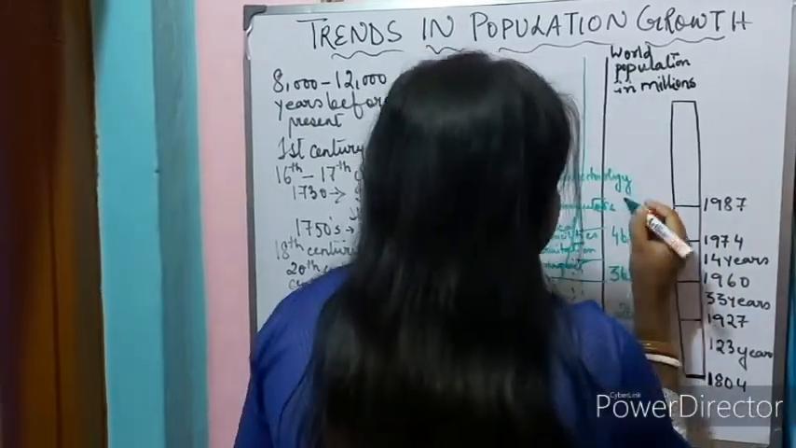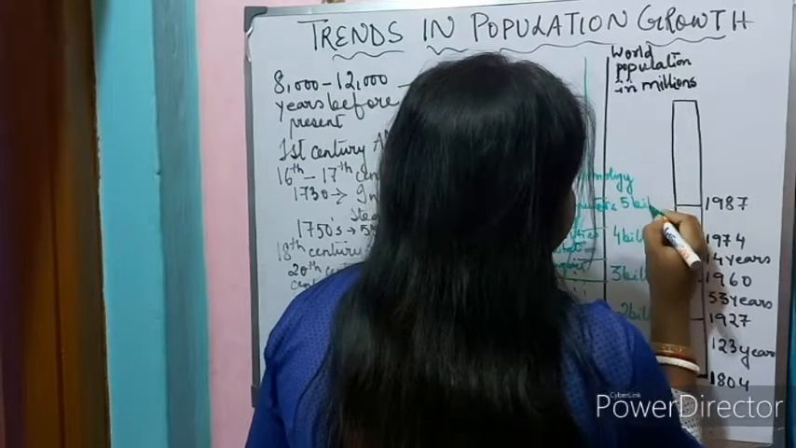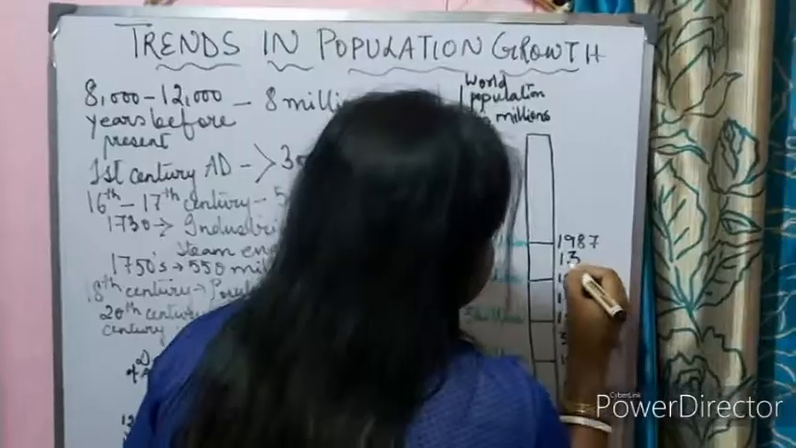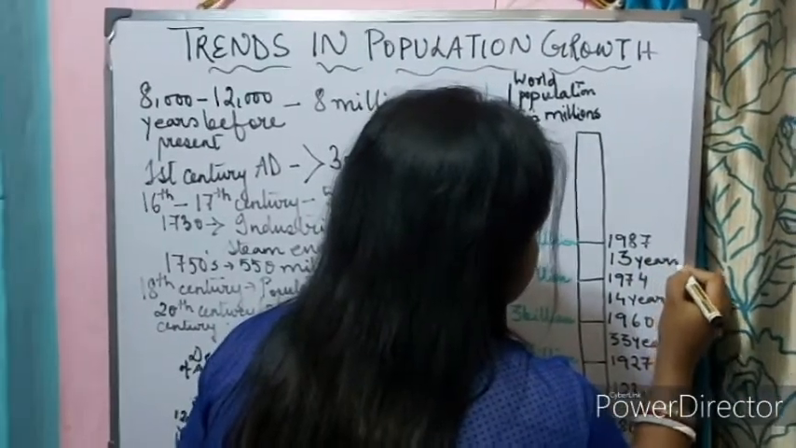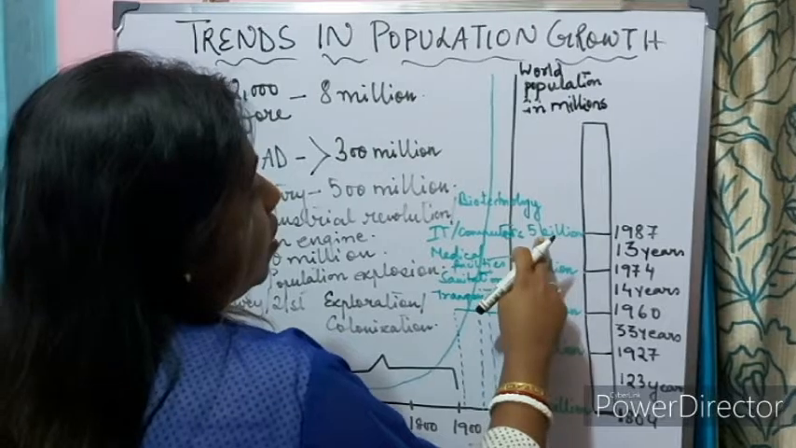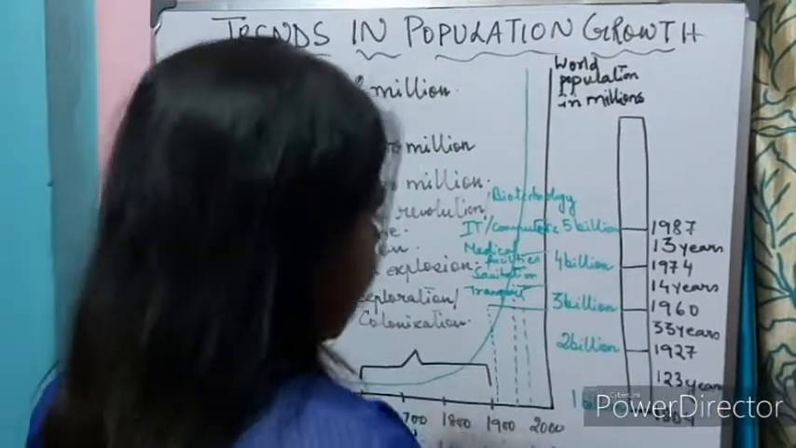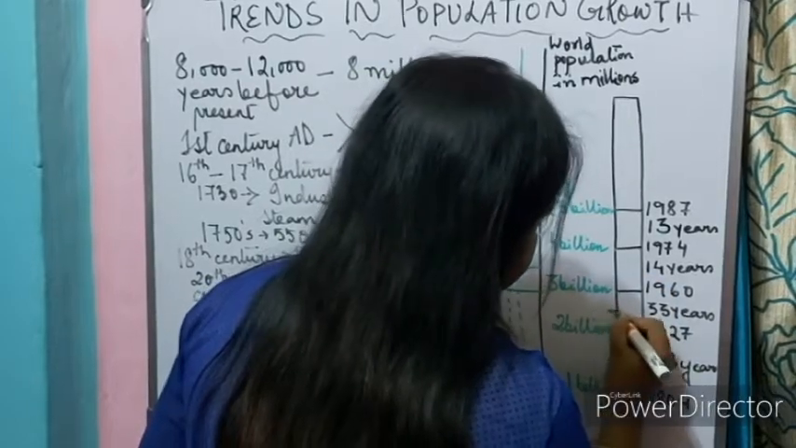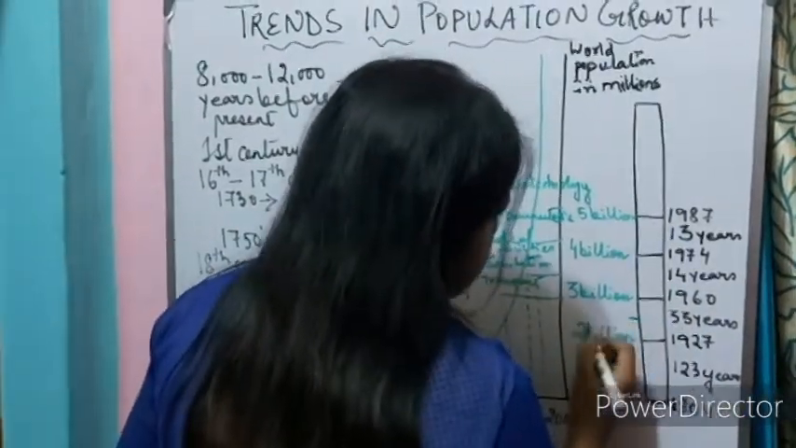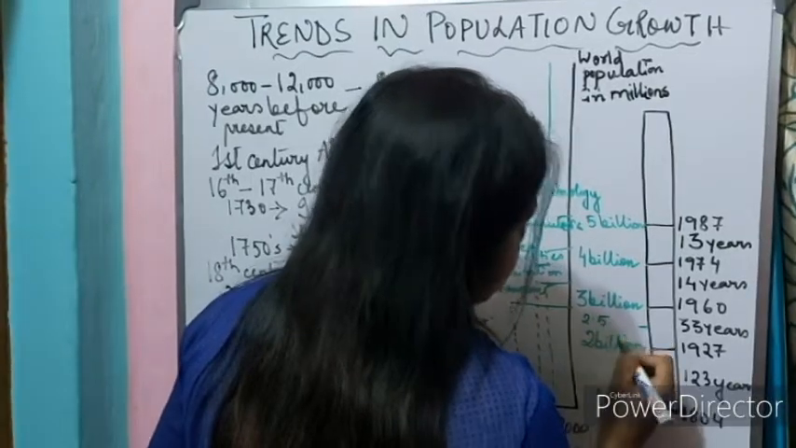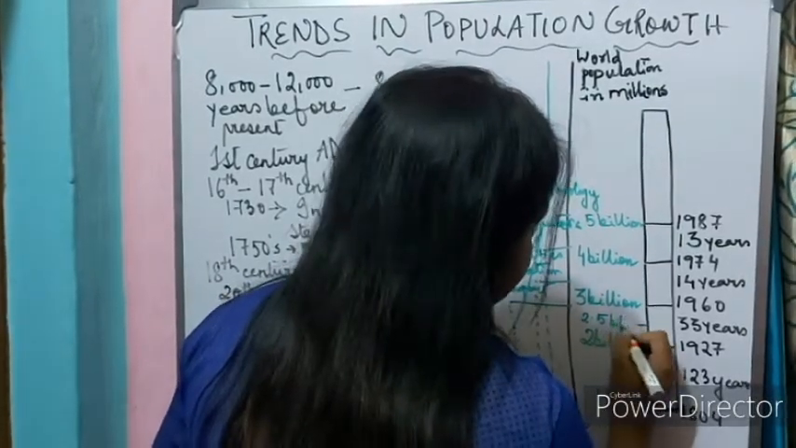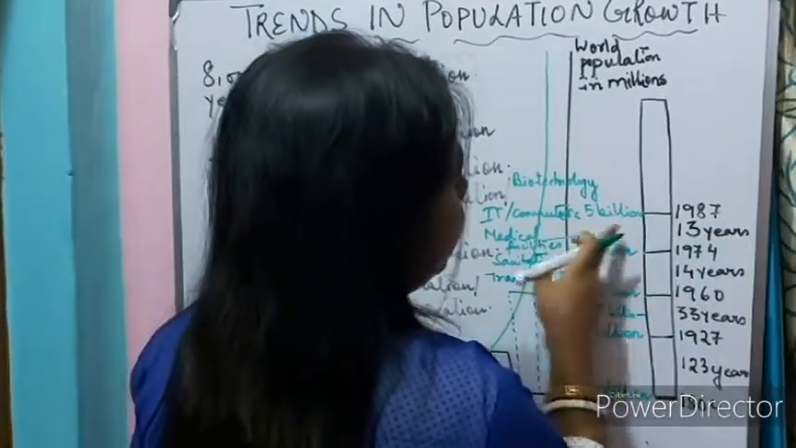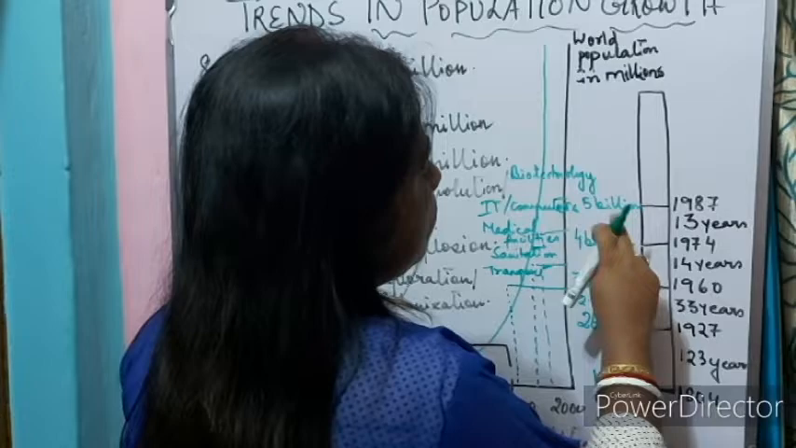In 1987, the world population reached 5 billion. So it took 13 years to become 5 billion. So we can say that from 1950, this is my 1950 roundabout, the population was around 2.5 billion. And in 1987, the population doubled up to 5 billion.